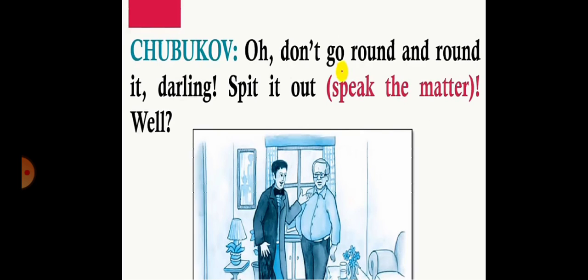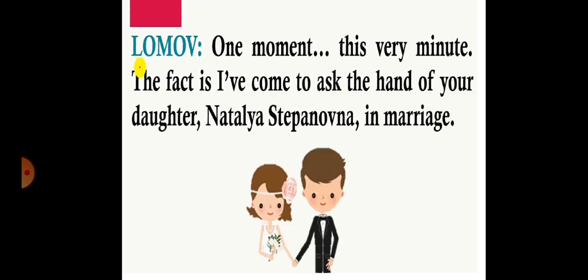Chubukov: Oh, don't go round and round it, darling, spit it out. So he was just moving round and round, but Lomov was not able to say directly to Chubukov that he had come over here to marry Natalia. So Chubukov was saying, don't go round and round. Whatever it is, say it straightforward, this very moment.